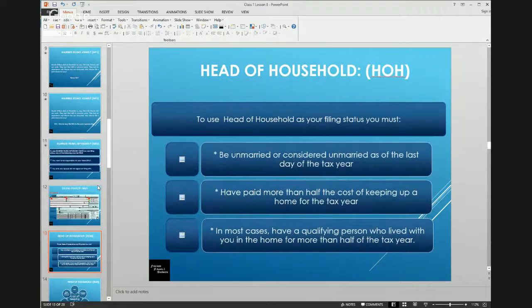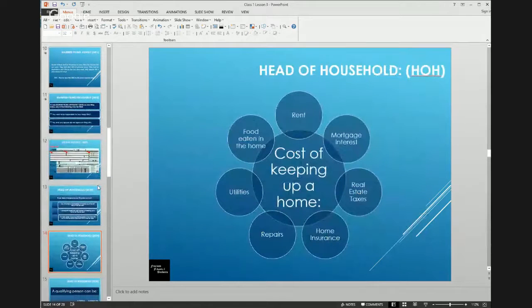Head of household. To use head of household as your filing status, you must, first bullet point says, be married or considered unmarried as of the last day of the tax year. Have paid more than half the cost of keeping up a home for the entire tax year. In most cases, have a qualifying person who lived with you in the home for more than half of the year. Keeping up the cost of a home would include all of the expenses associated with living in that household.